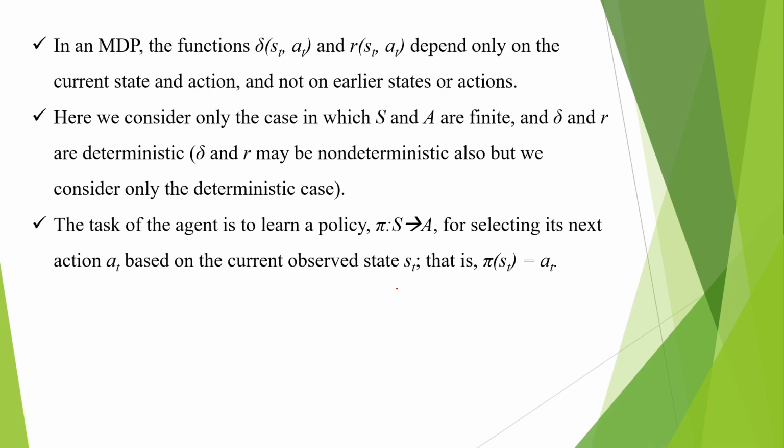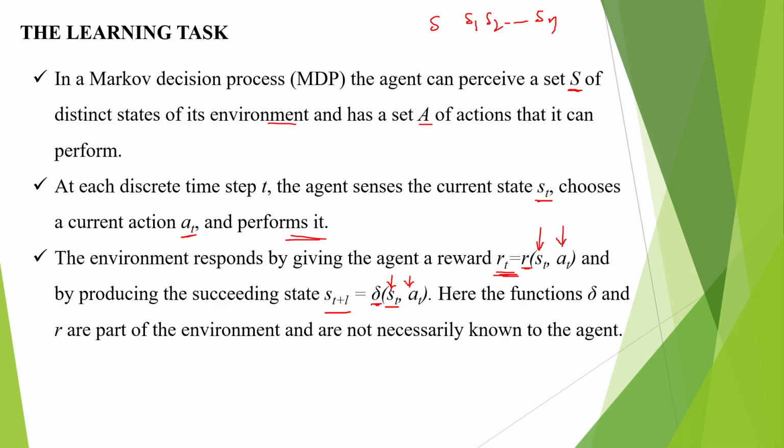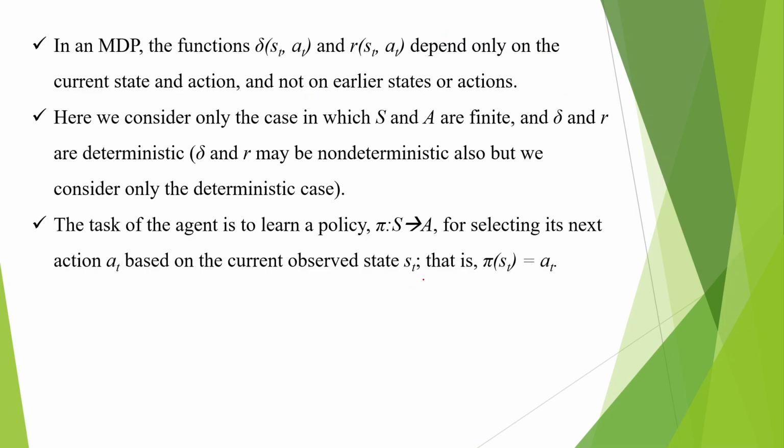Okay, so in an MDP, Markov decision process, delta of st comma at, here the function delta of st comma at, we call it the state change function. We call delta the state change function. And r is nothing but a reward function, which depends only on the current state and current action and not on the earlier state or actions.